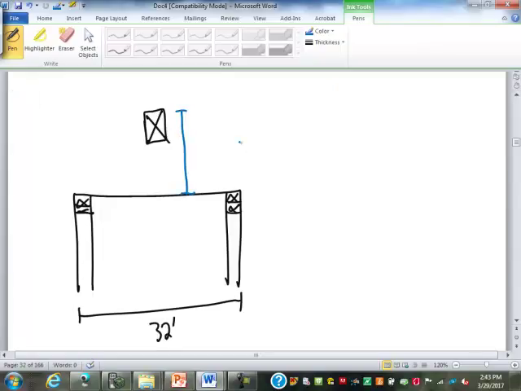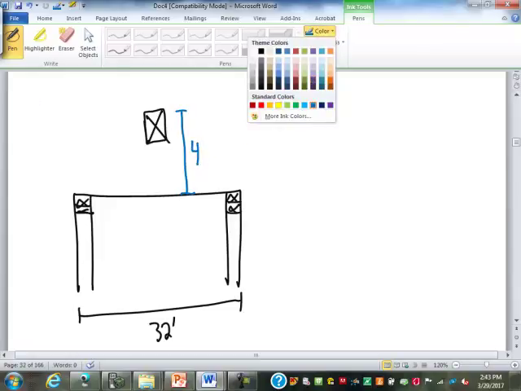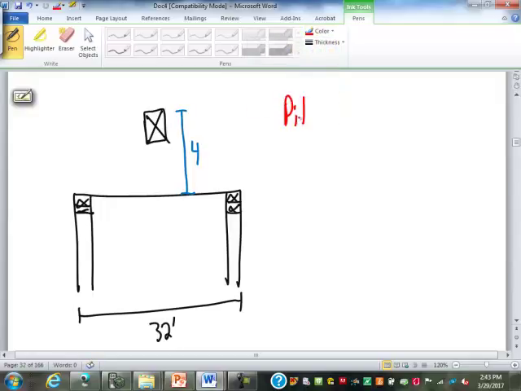What do I want to put up there? Let's go a height of 4 feet. What is the pitch? Remember, the pitch is the height of that ridge beam, which is 4 feet, over the span of the roof, or the distance from outside of wall to outside wall, which is 32. 4 over 32 reduces to a 1/8 pitch.